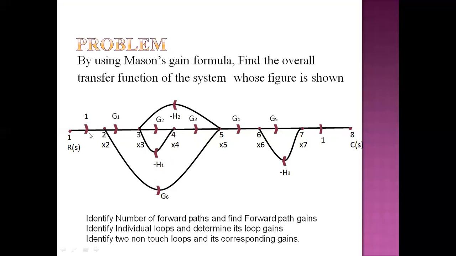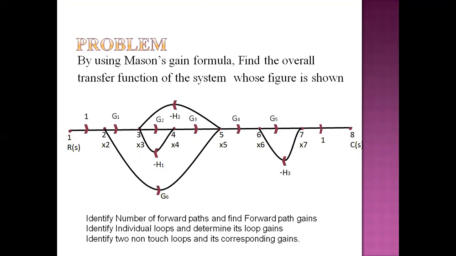So in this problem, starting from node 1 to the 8th node, how many forward paths? This forms the first forward path. Then another forward path is starting from 1, 2, then node number 5, 6, 7, 8. So there are 2 forward paths in this system.